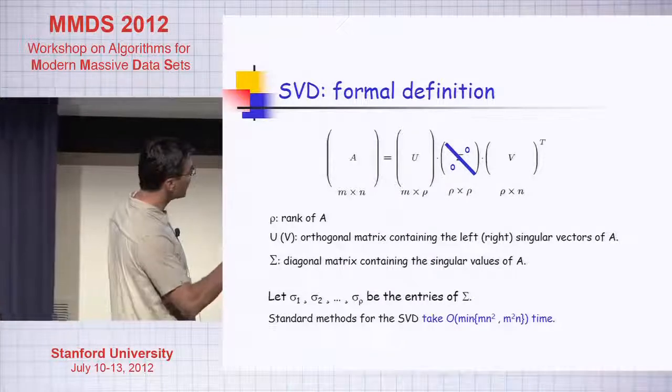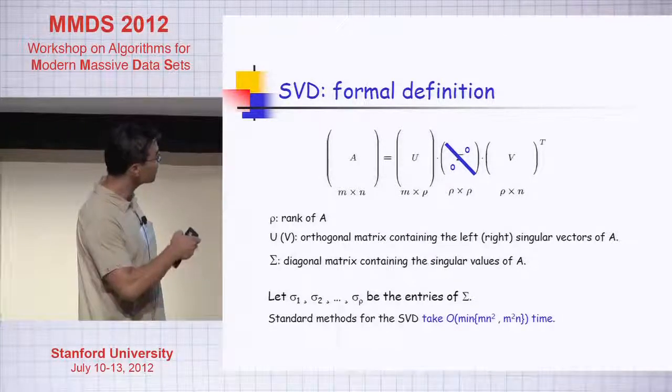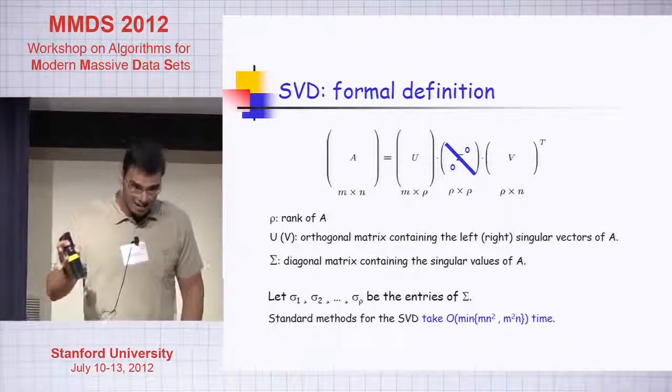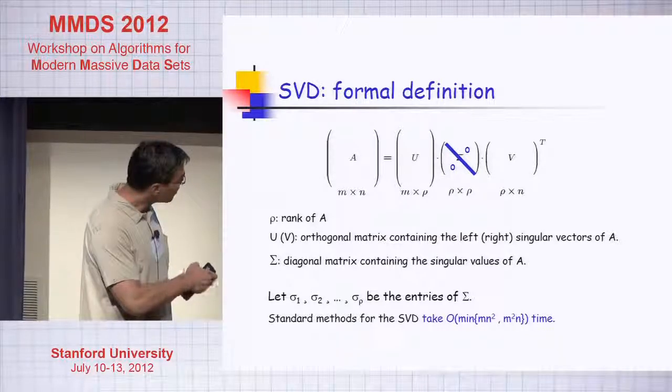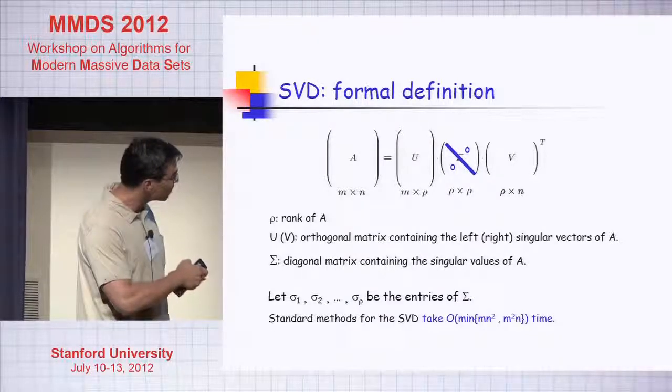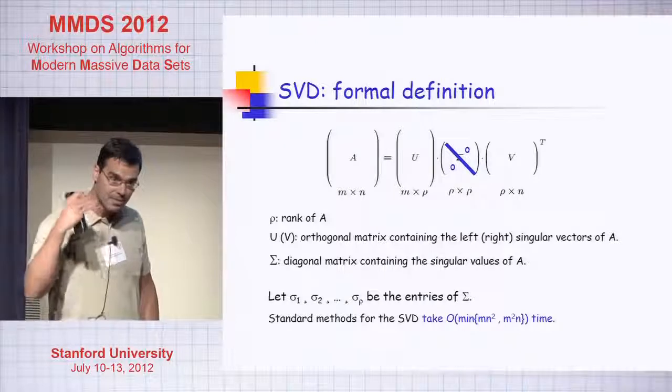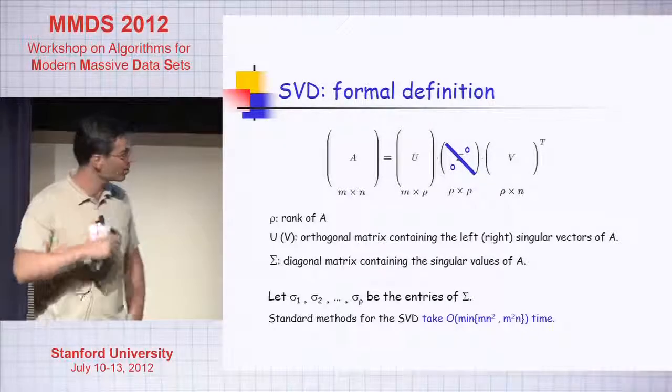This is the matrix of left singular vectors. The columns of this matrix are pairwise orthogonal and normal. These are the right singular vectors. The rows of V transpose are the right singular vectors. Again, the rows of V transpose are pairwise orthogonal and normal.